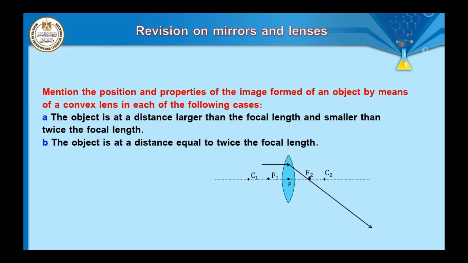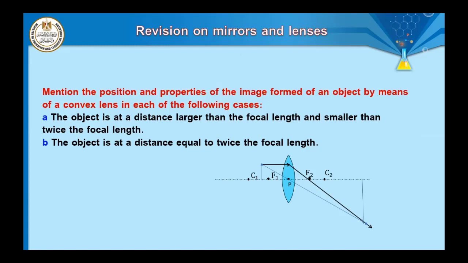To draw the first case, first we have a convex lens that contains 2 foci and 2 centers. Where is the object? Between focus and center. The first ray passes parallel to the principal axis and refracts passing through the focus. The second ray passes through the optical center without any refraction. They have one intersection point, which forms this image.